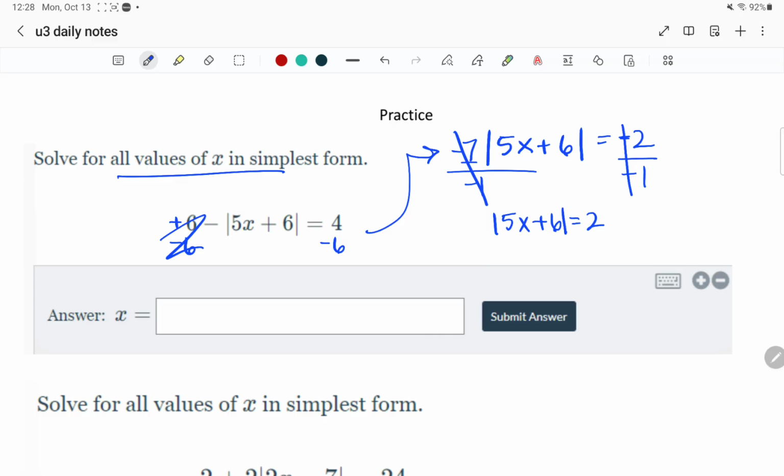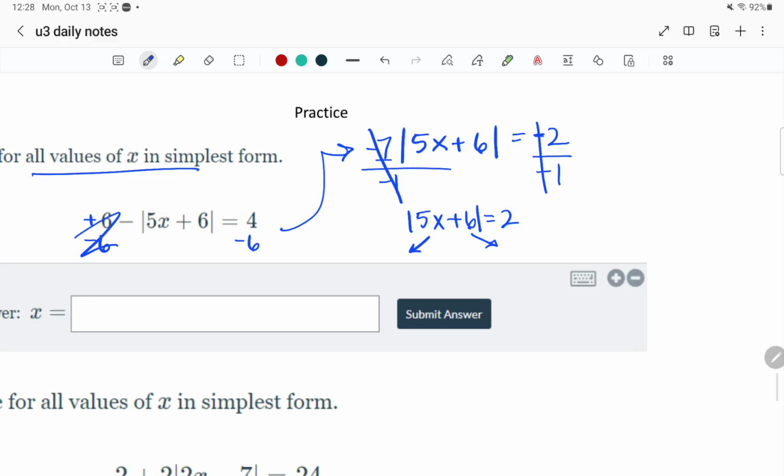And that means all that stuff can equal either 2 or negative 2, because I can go 2 steps to the right or 2 steps to the left. So I split it up, and I'm actually going to write it further over here. I've got 5x plus 6 equals positive 2. I'm going to subtract 6 from both sides. Divide by 5 on both sides, and I get x equals negative 4/5.